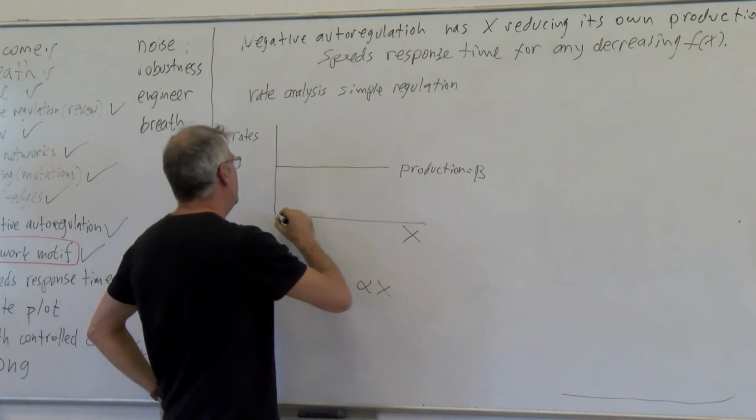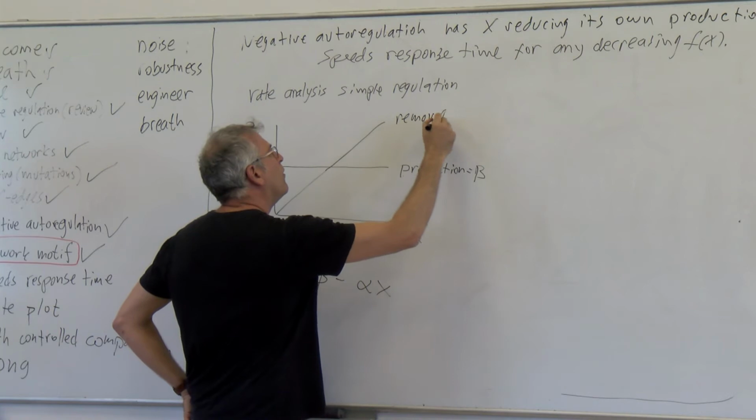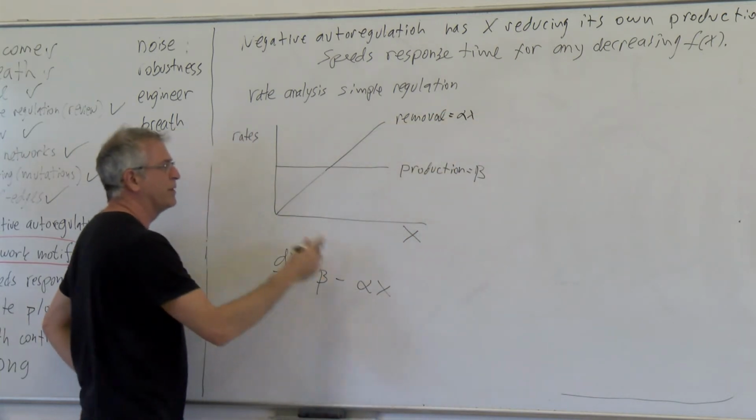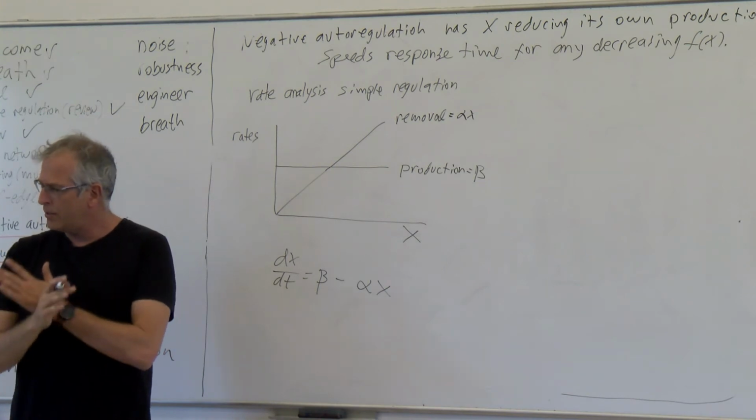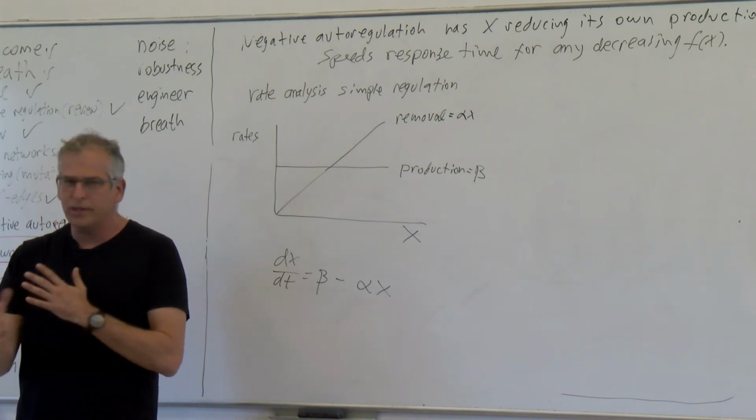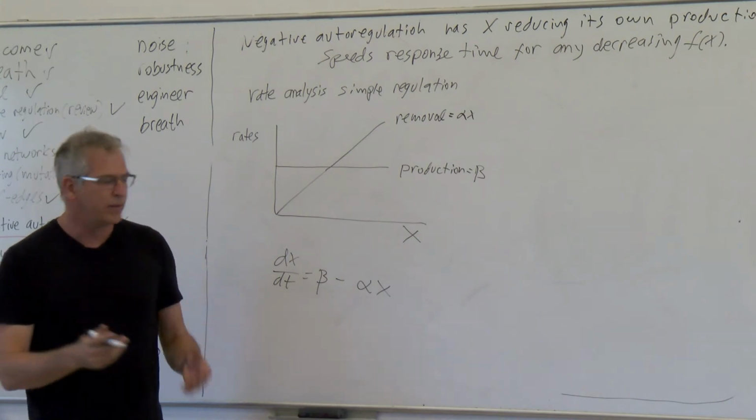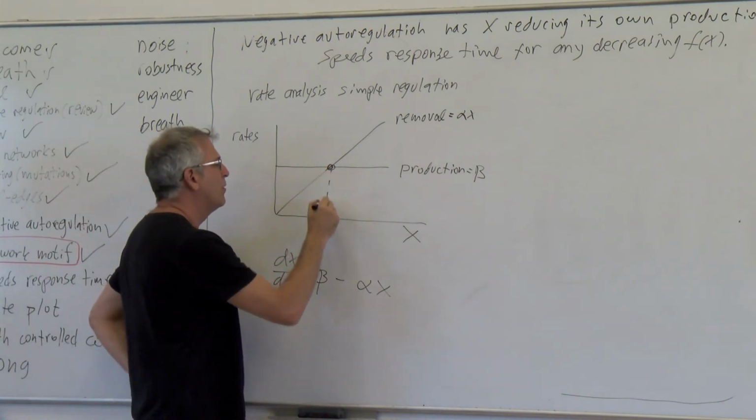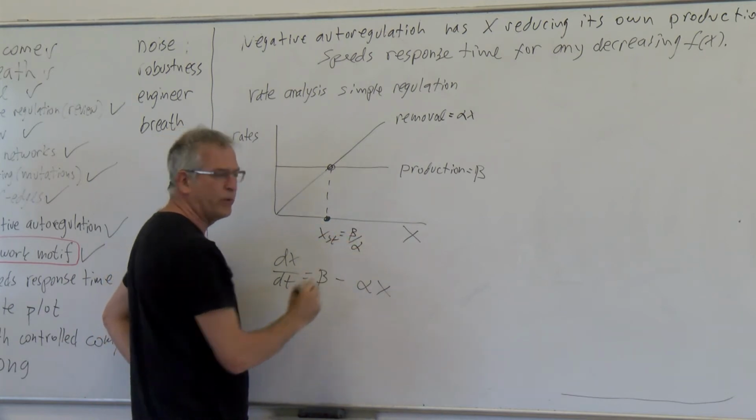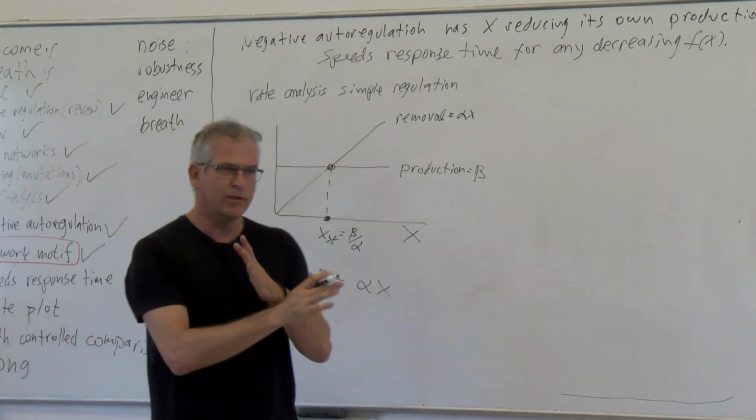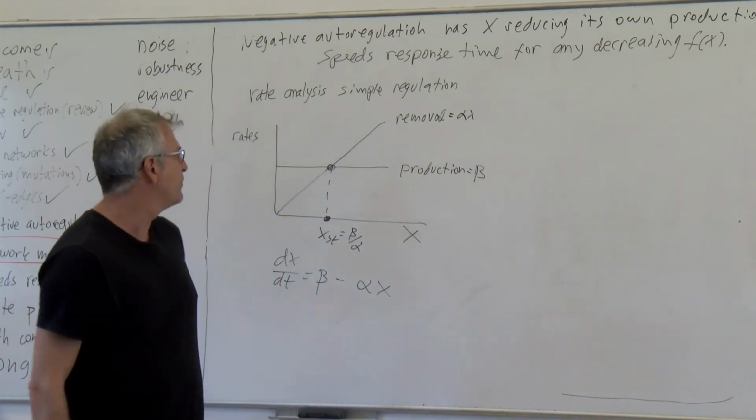And removal is alpha x. And these two lines cross. The crossing point is very important. That's where production equals removal. That's where the rate of change is 0. So this point here is x steady state. It's called the fixed point. So the crossing of the rates means production equals removal, no more change.